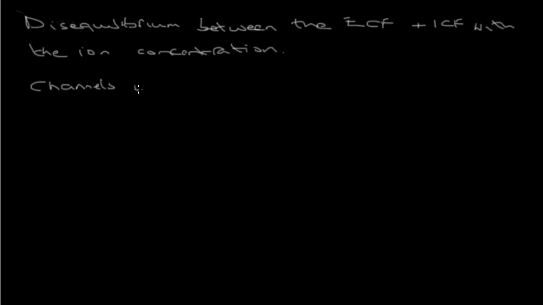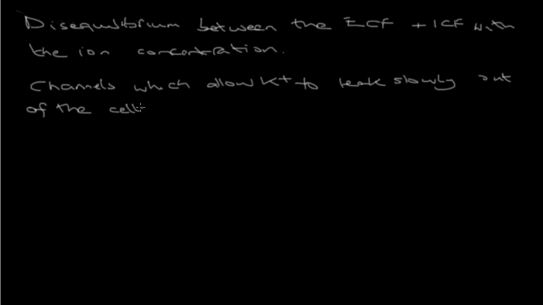which allow potassium to leak slowly out of the cells into the ECF. So this potassium needs to be moved back into the cells.